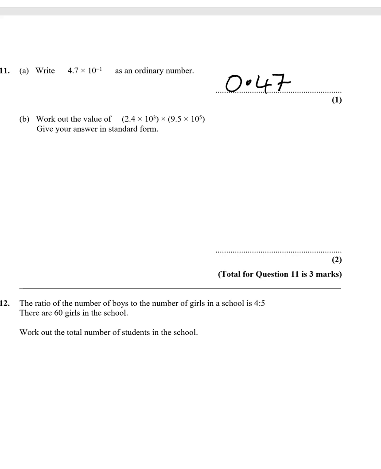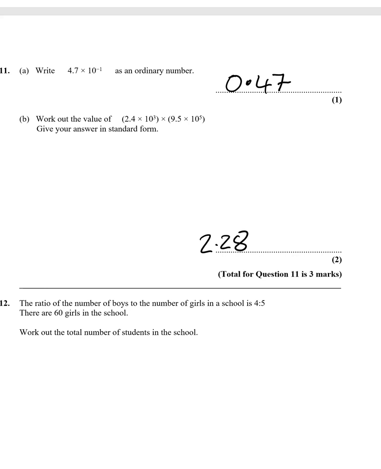So it is 2.4. There's a little times 10 button on your calculator. Times by 9.5 to the power of, or times 10 to the power of 5. And your calculator, unfortunately, doesn't put it in standard form. So we want it in standard form. It's got to be between 1 and 10.